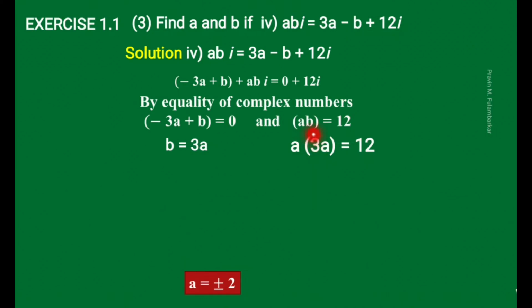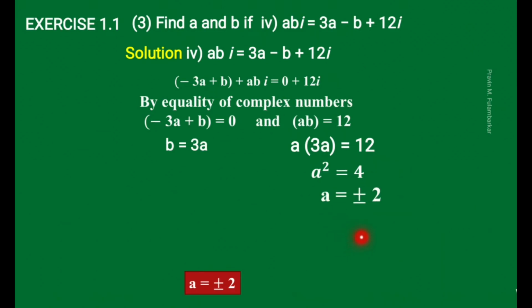So after replacing this b by 3a, we get a into 3a, that is 3a square. Divide this 12 by 3. So we get here a square equals to 12 by 3, that is 4. A square equals to 4, because a into a is a square. Now a is in square form, so we require the value of a. So taking square root, we get a equals to plus or minus 2.